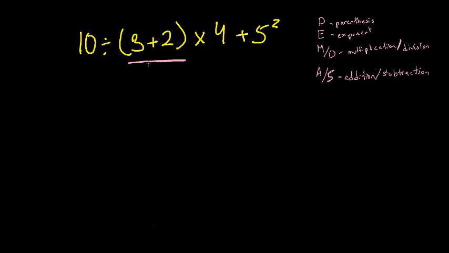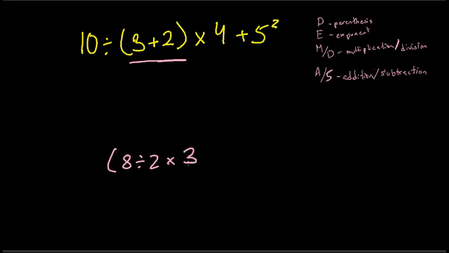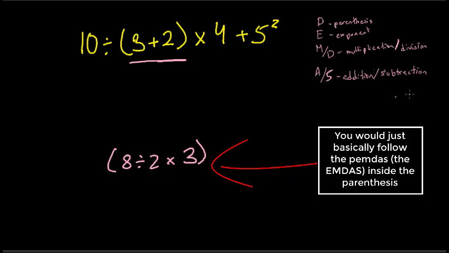Sometimes in the parentheses there's more than one problem. Like sometimes it could be like 8 divided by 2 times 3. And so how you would do this inside the parentheses is basically you would just do the PEMDAS, not the P part because you're doing it inside the parentheses, but the MDAS part, inside the parentheses. But we don't have exponents to do, and we have multiplication and division that we can do. And how you would do the multiplication and division would be whichever one is closest to the left side.